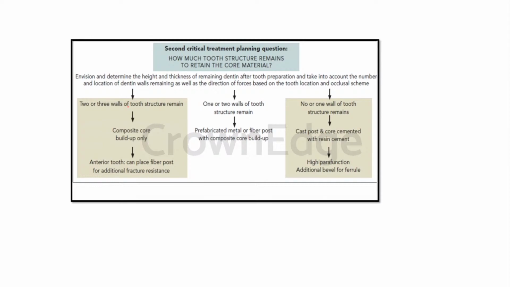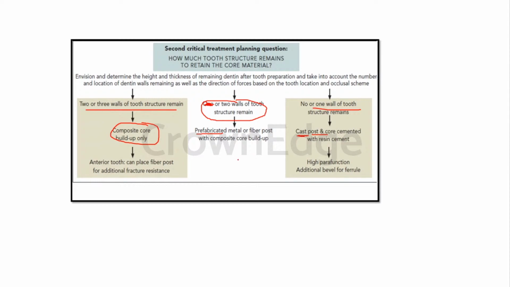Either take a photo or just keep this in mind or note it down with regards to where you require a post core. So whenever you have one or two walls remaining, one we will not consider in this scenario, two walls remaining, we use a prefabricated post core. When we have two or three walls remaining, I do not require a post core. I just do a composite core buildup, or I do amalgam core buildup, or GIC restorative. All of them can be used. If no wall remains in such a scenario, we do a cast post and core.